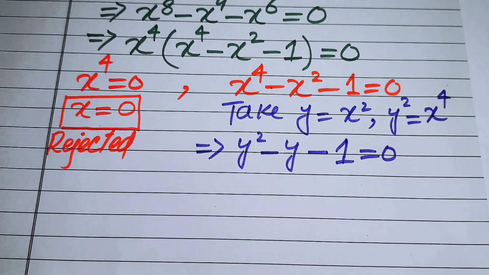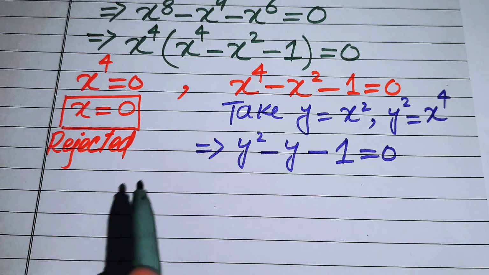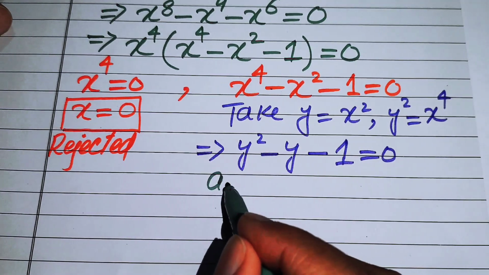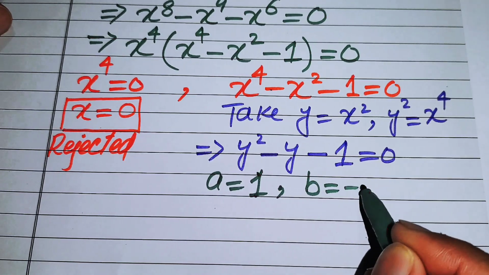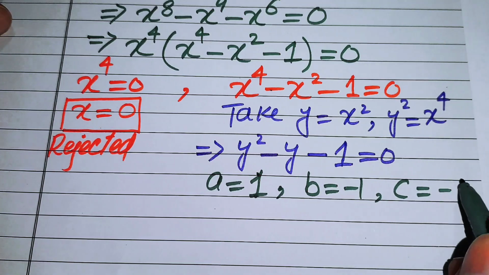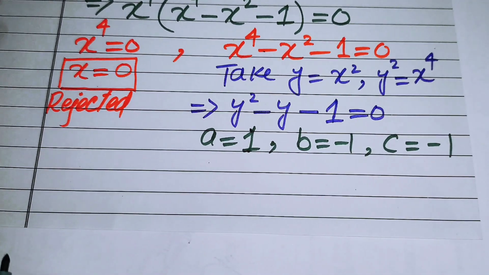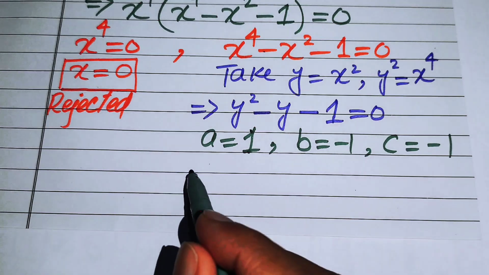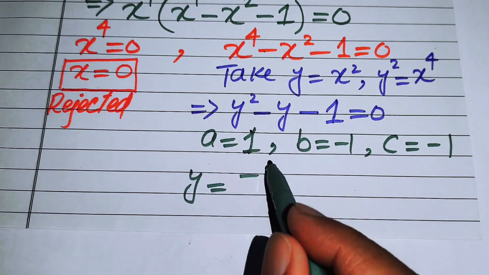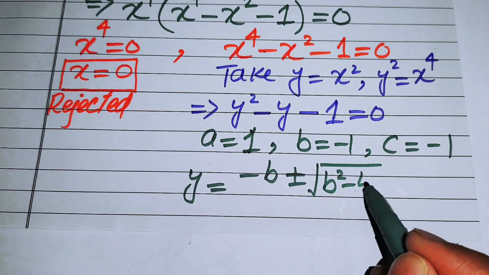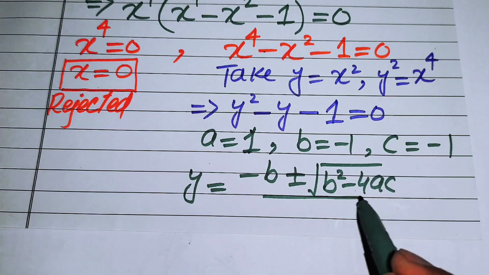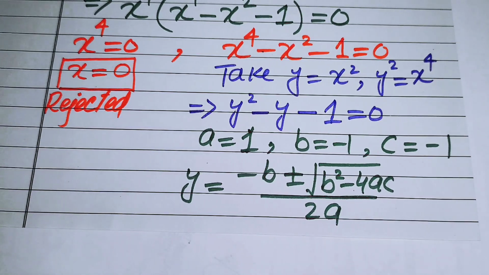So in the next step we will solve this nice quadratic equation by applying the quadratic formula. And you know that here we have the value of a is 1, b is minus 1, and c is minus 1, and our nice quadratic formula looks like this: y equals minus b plus minus square root of b squared minus 4ac, and this whole over 2a.